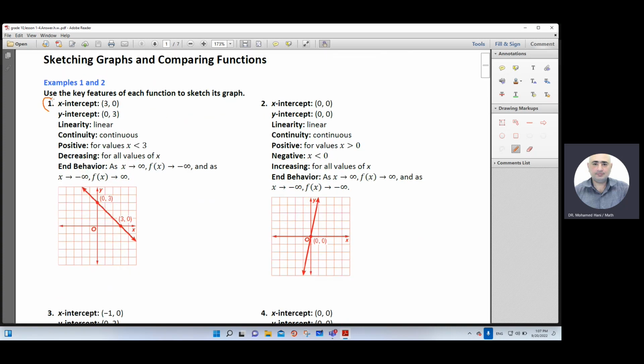As you see here in exercise number 1, we have x-intercept (3, 0). So we can draw the x-axis, then the y-axis. Then on the x-axis represent (3, 0). This is (3, 0) here. And as you see here, we have y-intercept (0, 3). So go to the y-axis and represent (0, 3). Then you can match between them. You will get the function, the linear.